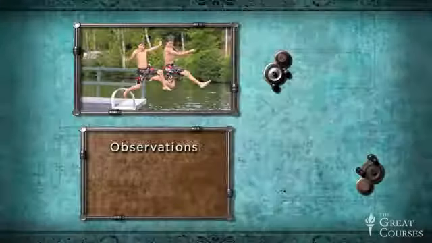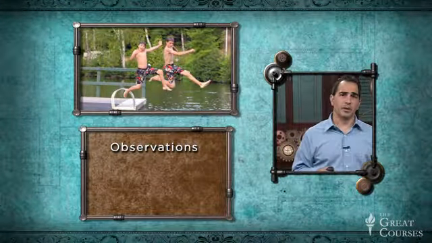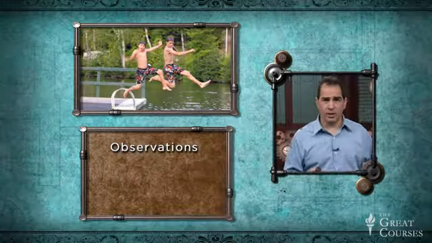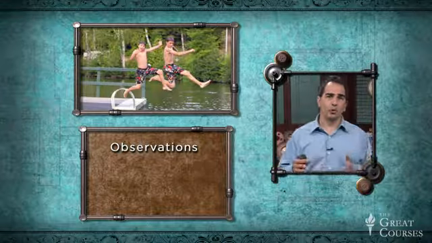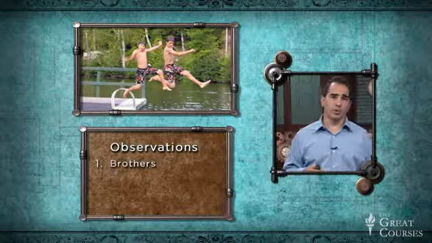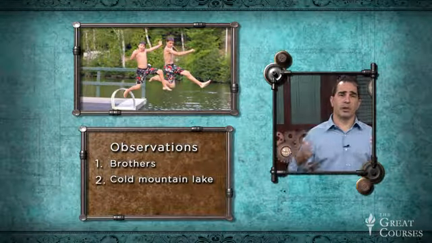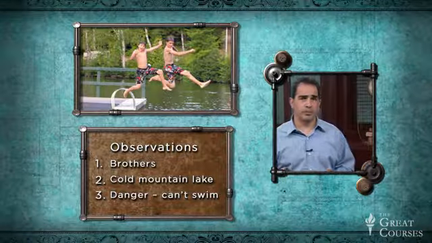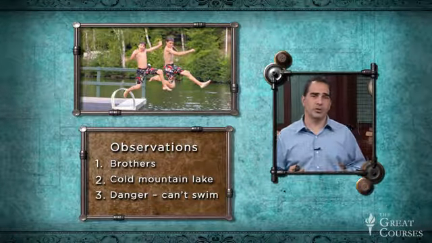So we return to our first photograph of the 2 boys jumping into the lake and remind ourselves of the challenge. The challenge that we're working on is how to ensure customer loyalty for a new internet business. Our observations were brothers, cold mountain lake, danger, can't swim. So what new ideas might those observations give us?